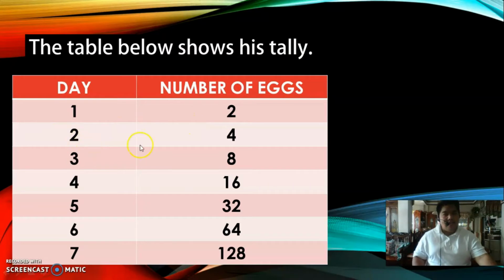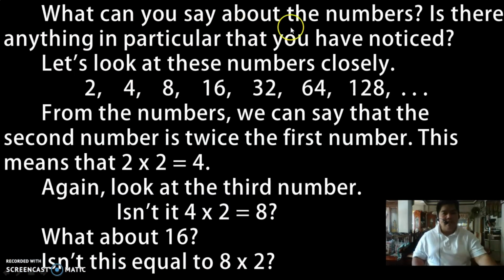For day 2, 4 number of eggs. Day 3, 8. Day 4, 16. Day 5, 32. Day 6, 64. And day 7, 128. Now, what can you say about the numbers? Is there anything in particular that you have noticed?